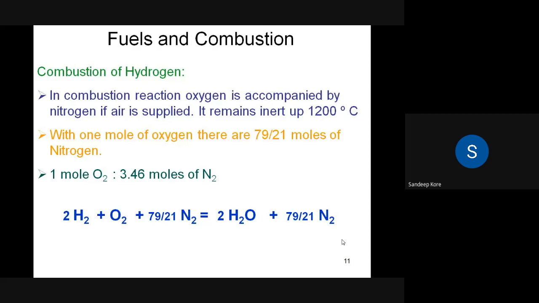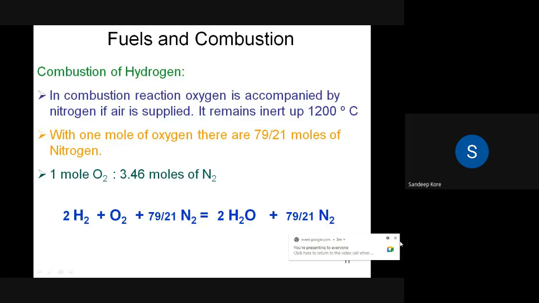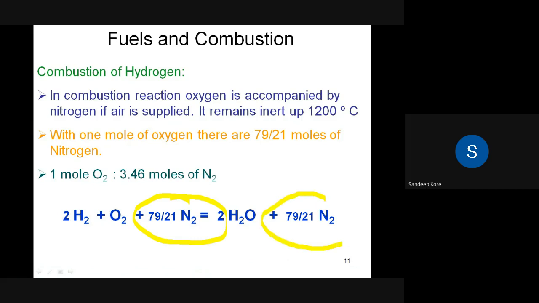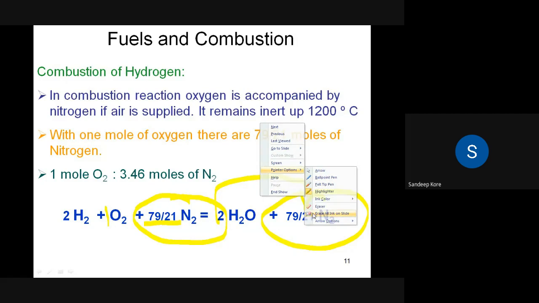The meaning of this is that the nitrogen remains inert, but it becomes a part of the products of combustion. So 79 by 21 comes in as it is, but it is going to become a part of the products of combustion. So here, 1 mole of oxygen along with 79 by 21 moles of nitrogen are coming in. So that remains as it is in the products of combustion.